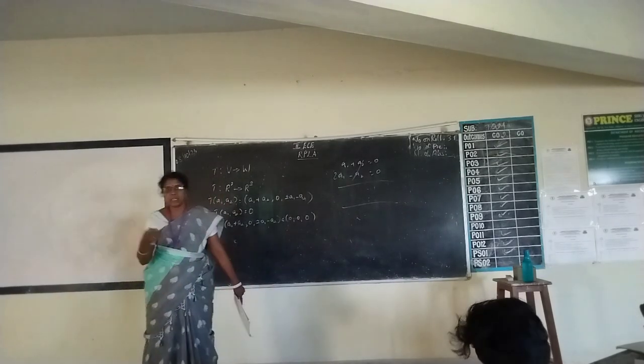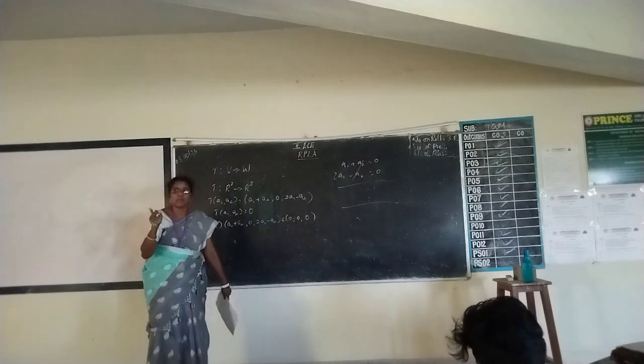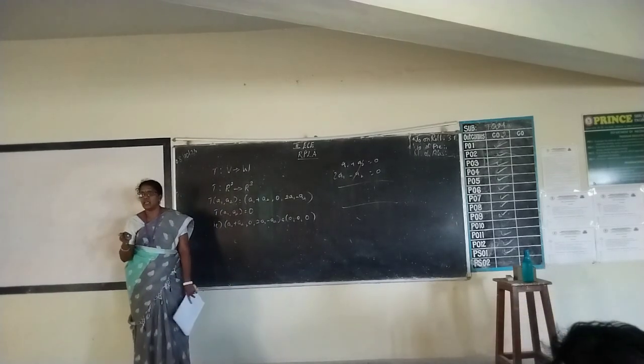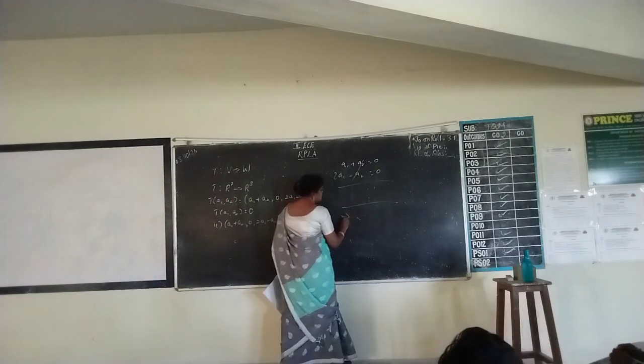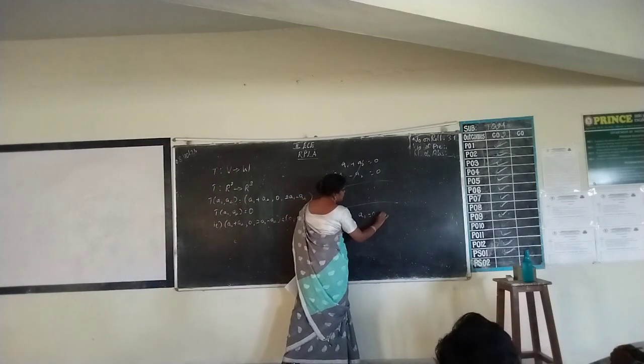We say in the case where we cannot solve, what do we do? Trial possibilities. Okay, so what are the values for A1, A2? 0. Both are 0. So this implies A1 equal to A2 equal to 0.